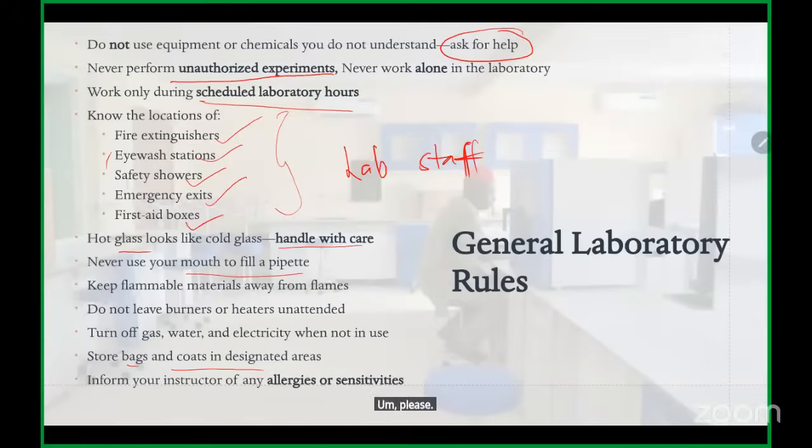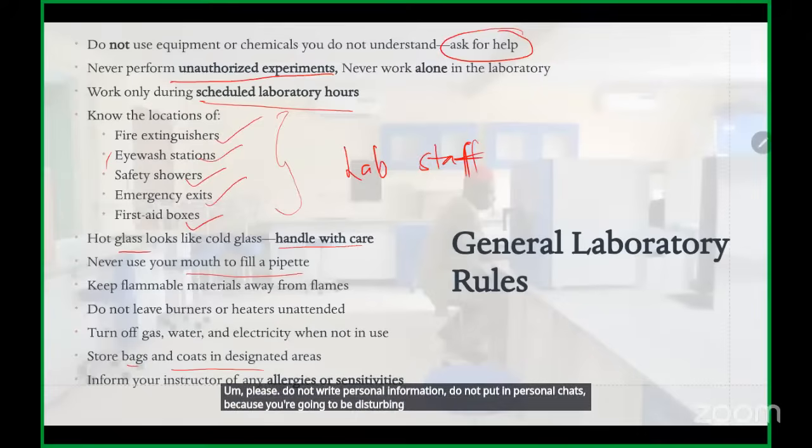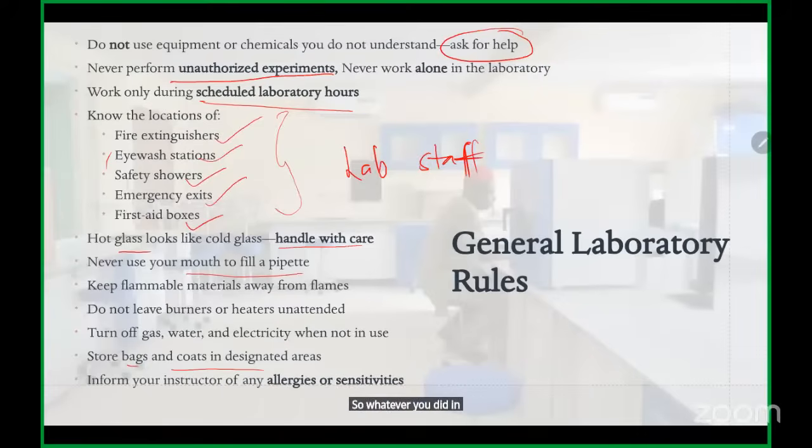Please do not write personal information. Do not put in personal chats, because you're going to be disturbing how I'm talking. I'm looking at your chats as I'm teaching you. So whatever you did in ISL, please, it's not necessary here. Only put questions that are necessary for this class.